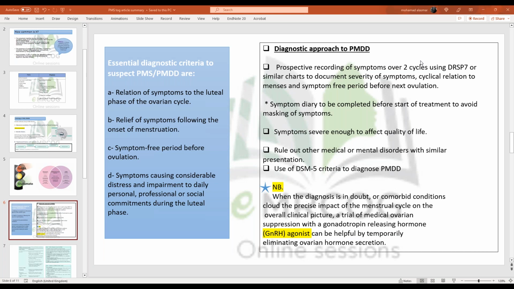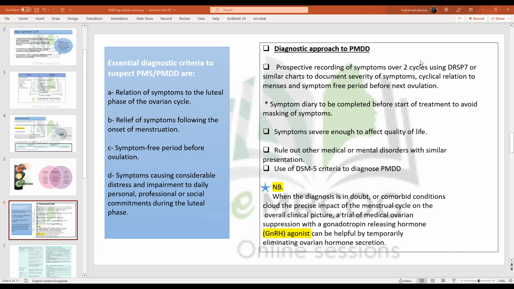Symptoms must be severe enough to affect the quality of life. So a very logical question that I ask the patient is, how does this affect the quality of your life, right? Then rule out medical or mental disorder with similar presentation. Use the DSM-5 criteria to diagnose the PMDD.